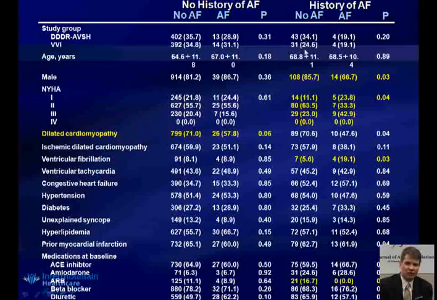When we focus on those with a history of atrial fibrillation, those that had frequent atrial fibrillation during this 3-month period were less often male, had more advanced or higher levels of heart failure, were more often to have ventricular fibrillation, suggesting this may be a significant marker of worsening cardiomyopathy, and were less often found to be on an ARB medication, but had similar rates of ACE inhibition.